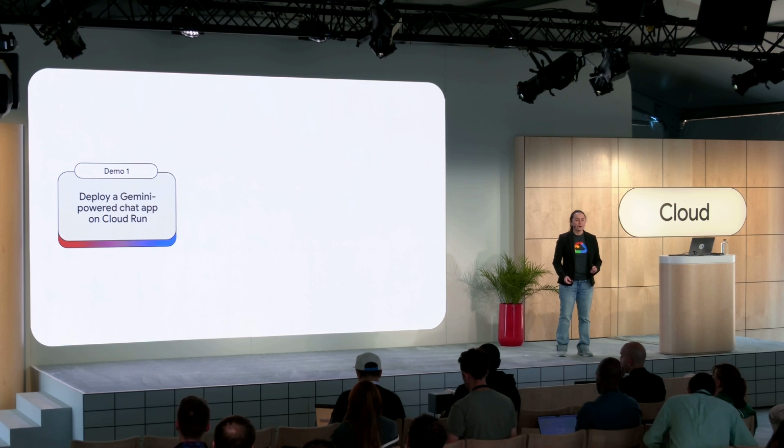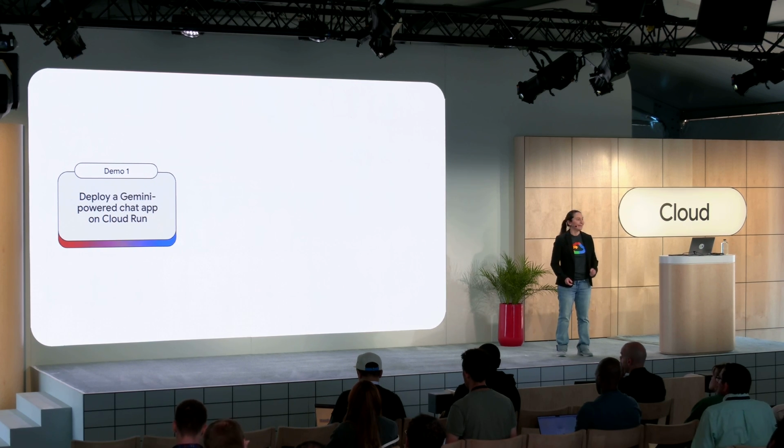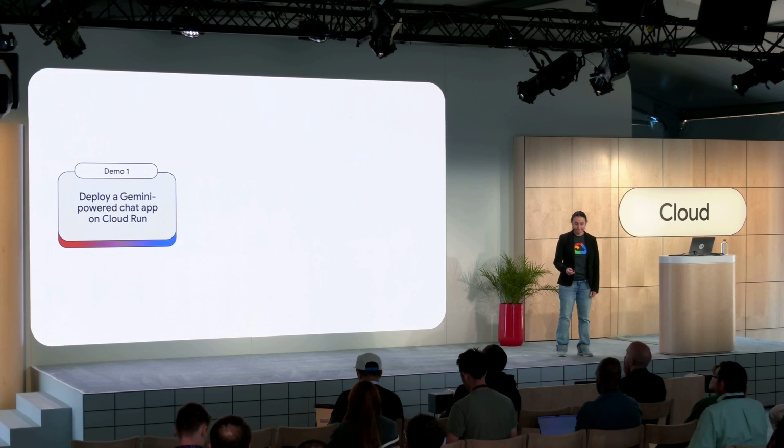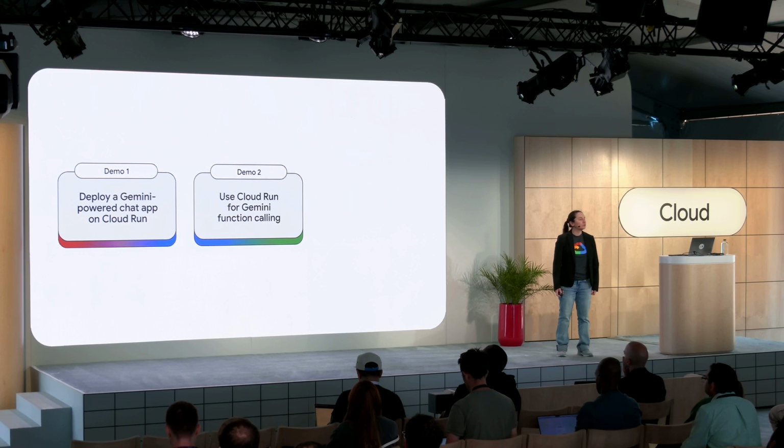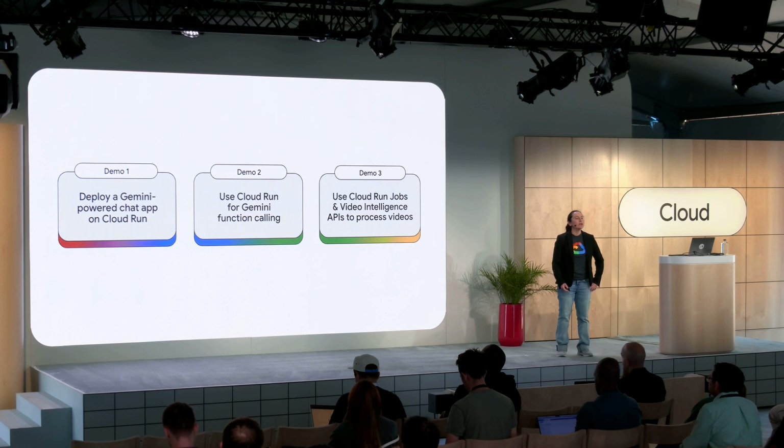First, you'll see a demo on how to incorporate Gemini into a Cloud Run app. Then, you'll see how to use function calling with Gemini. And lastly, you'll see how you can use the specialized Vertex AI APIs using Cloud Run jobs. So you can think of this as a small mini buffet of demos, something for everyone.